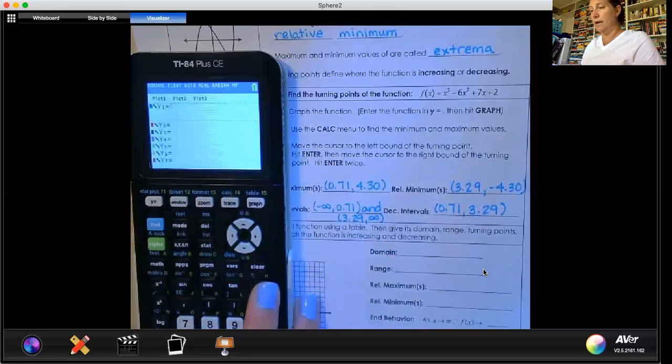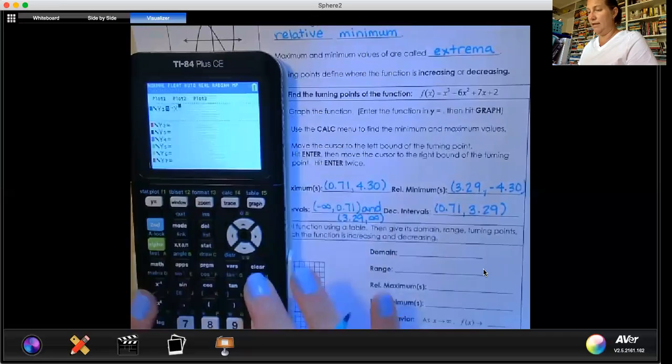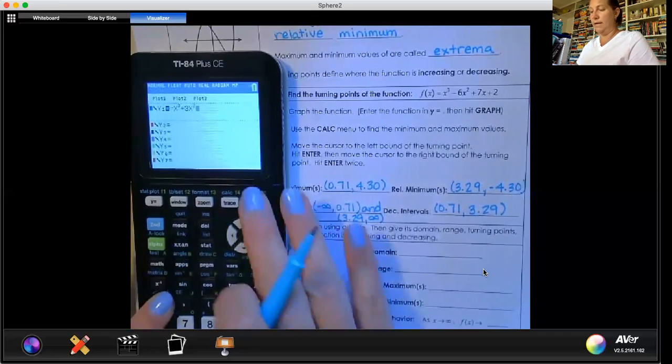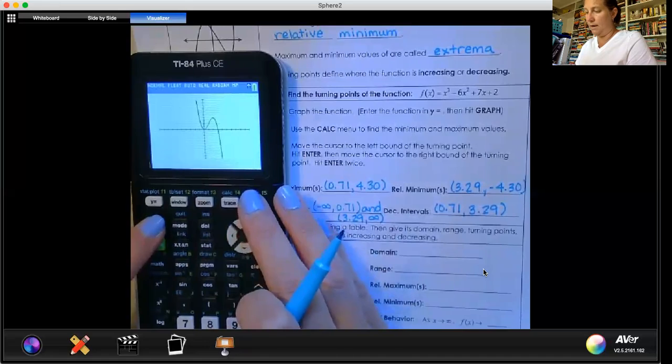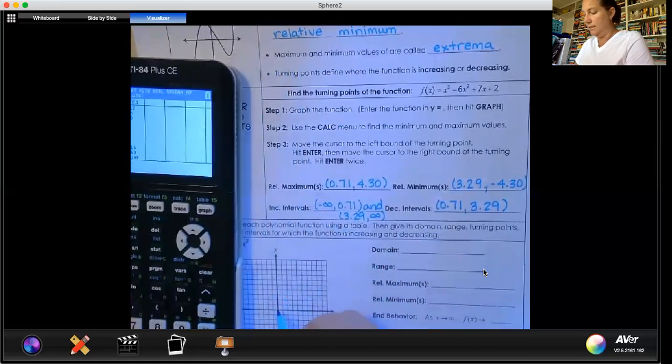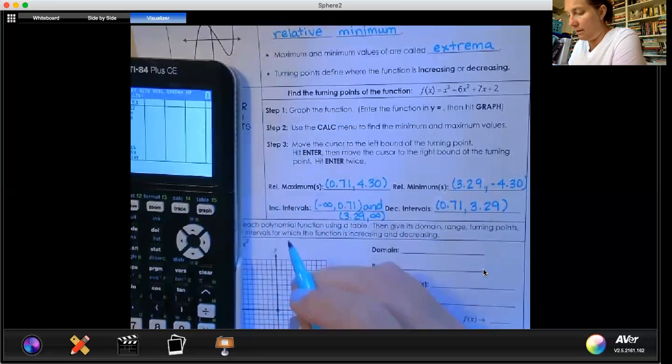So go ahead and clear your calculator, and we're going to graph the next problem, negative x to the third plus 3x squared. We're going to put the graph on our paper, and we're going to list all the characteristics here. So I see 0, 0 is one of my points, but I'm going to use my table to make sure my points are pretty clear.